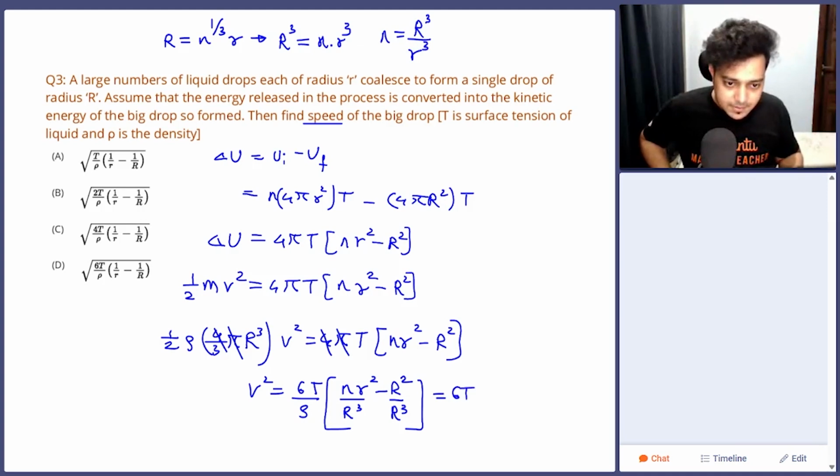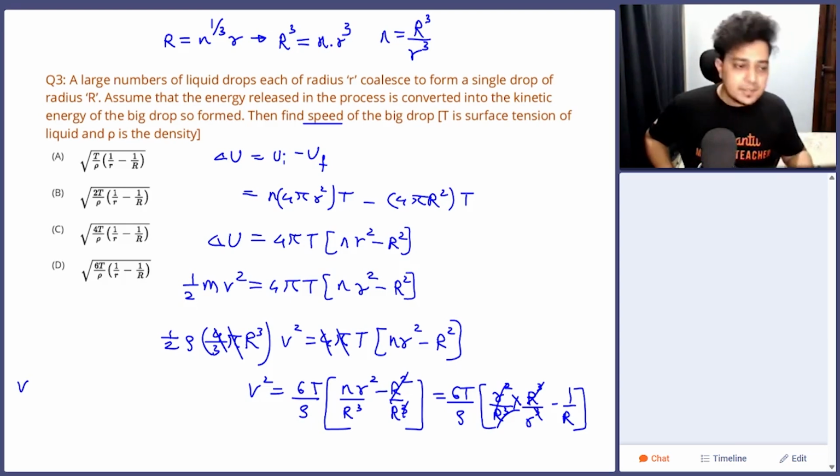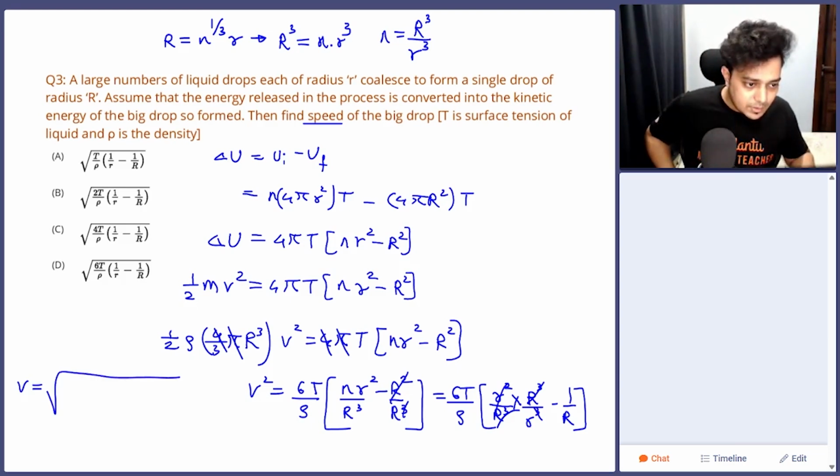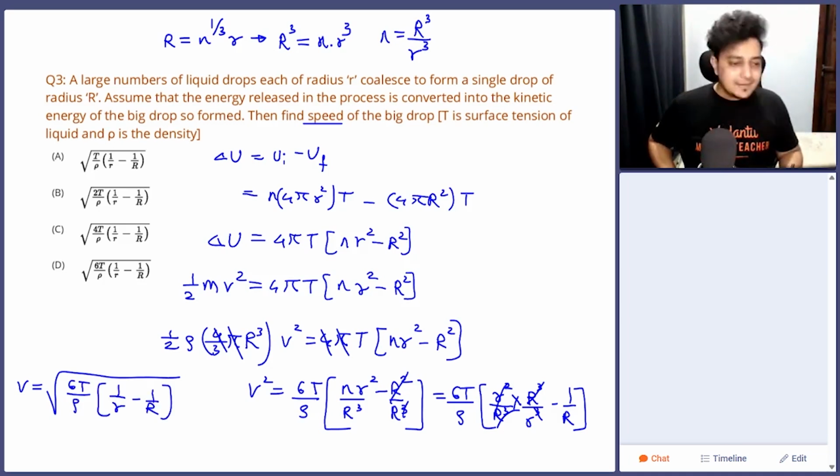So let's do that. 6T upon rho, and here we already have r square into capital R cube. Now n value replaced as capital R cube upon small r cube minus capital R square. Here r square cancels, 1 by capital R will remain. Here also r cube cancels, r square cancels, one single r will remain, and that's how eventually you have to take the square root. Answer is 6T by rho bracket 1 by r minus 1 by capital R. So D is the answer. Fine.